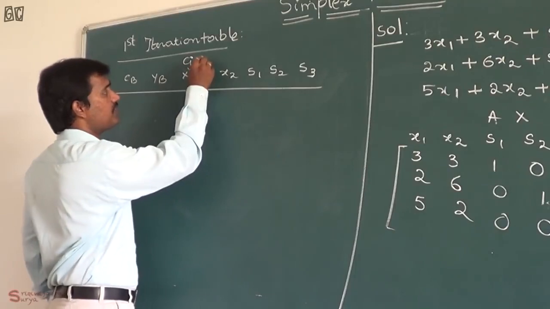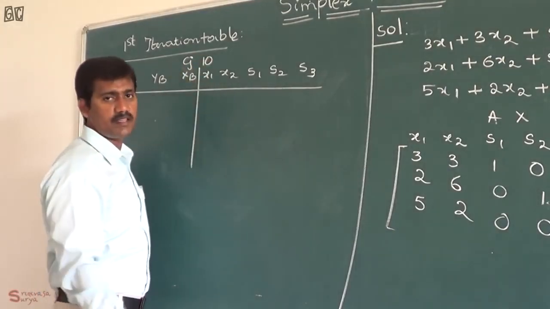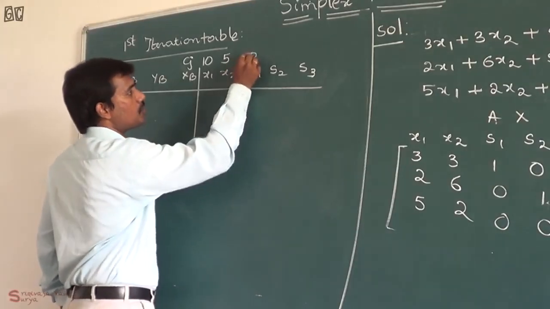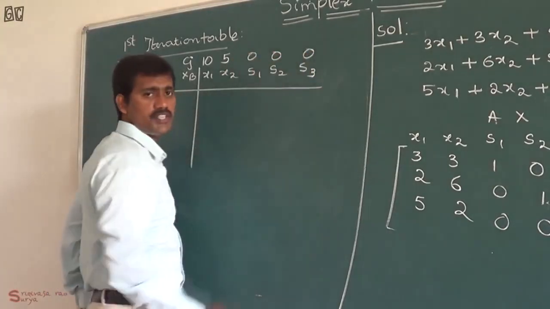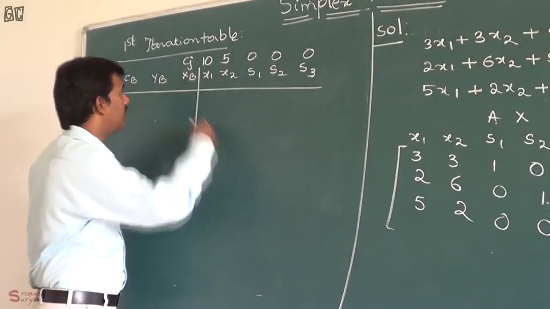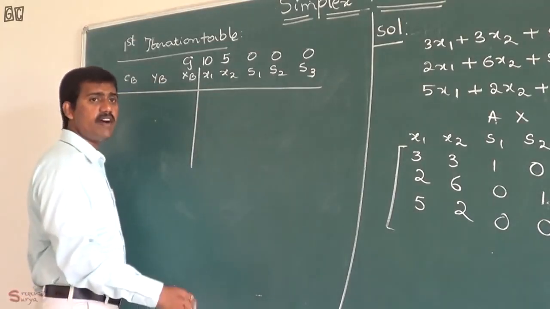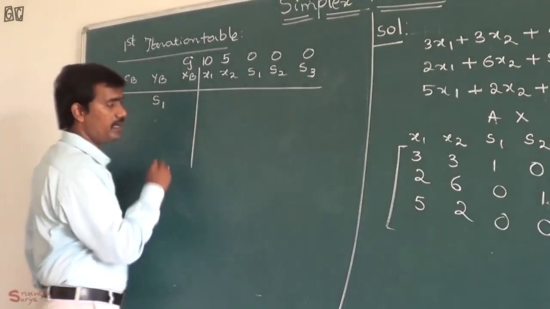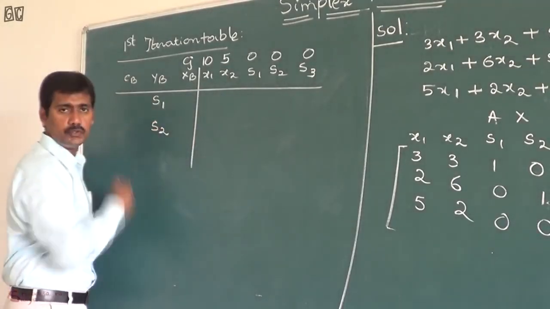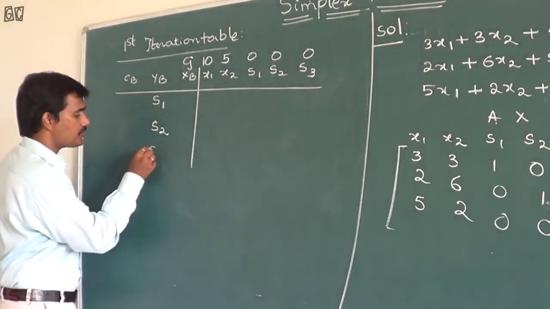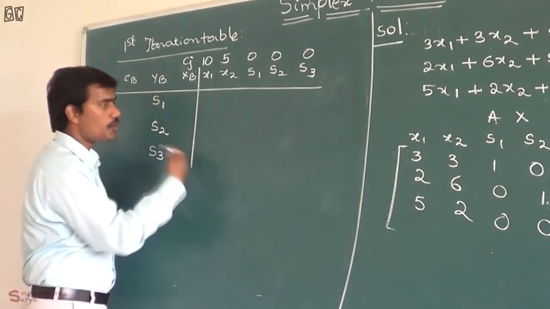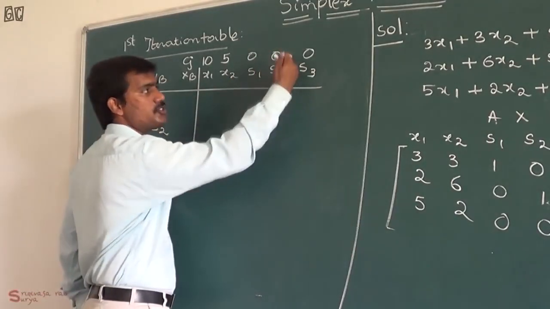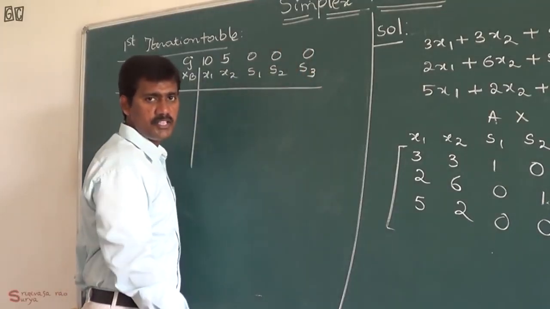So the cost of x1 is 10 in the problem given. The cost of x2 is 5. The introduced variables' cost will be 0, 0, 0. Next we introduce YB. In YB, in the first equation we introduced s1, in the second equation we introduced s2, and in the third equation we introduced s3. The introduced variables' costs will be 0 like this: S1 0, S2 0, and in the same way S3 0.